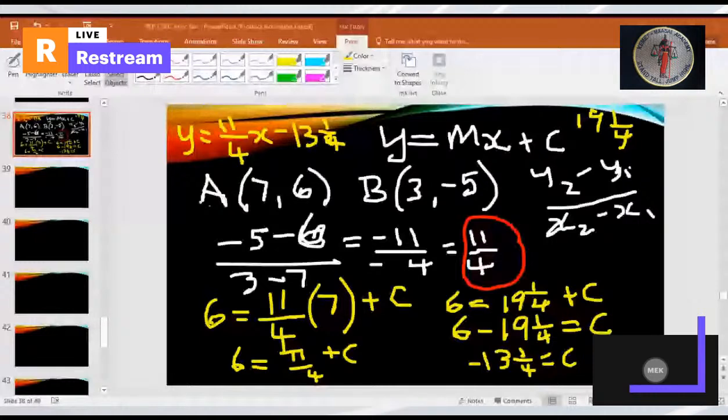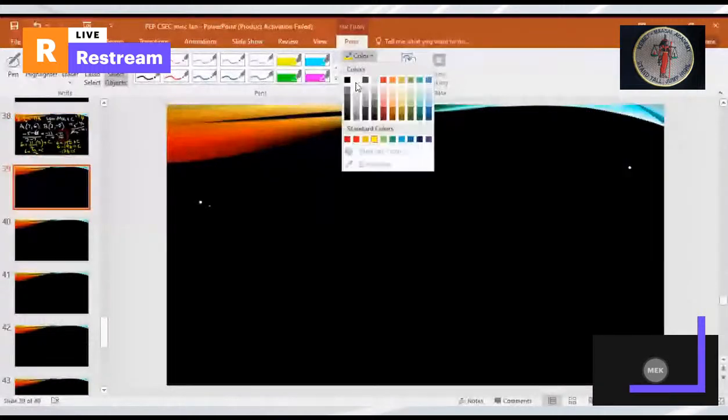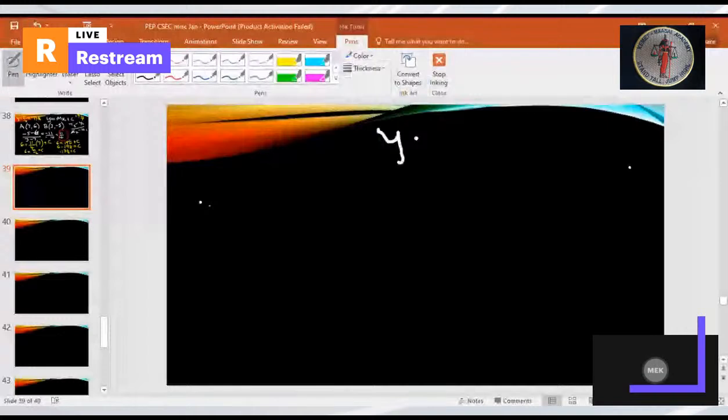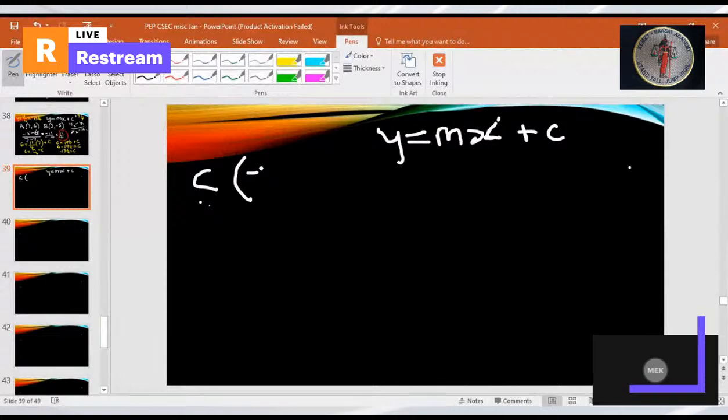So let's do 2 more examples. Again, we're starting out by writing our equation of a straight line, y equals mx plus c. Let's say we have 2 points again. We have point C, which is -1 on the x, 0 on the y, and we have point D, 4 on the x, -2 on the y.